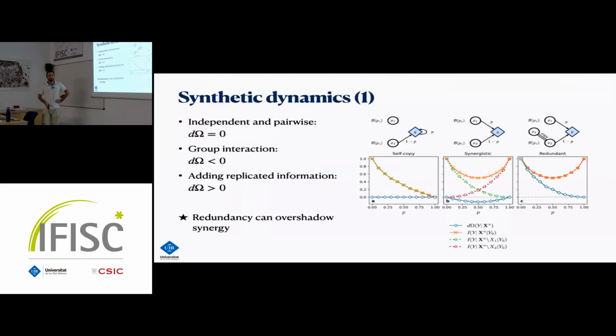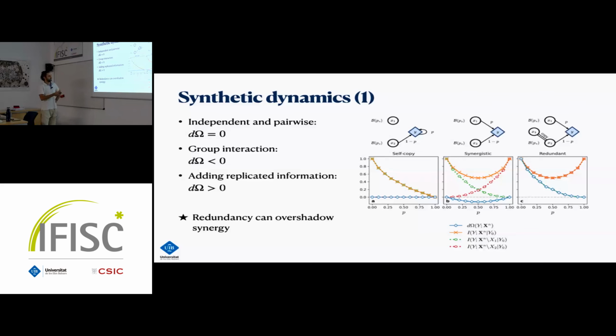So starting off with the simplest dynamics, here is just an example of the key properties of the dynamical O information. If you focus on panel A here, we see that for independent variables and purely pairwise interactions, the dynamical O information is 0. Then on panel B, it is negative when we have a group interaction. And panel C, it is positive whenever we have replicated information in our sources.